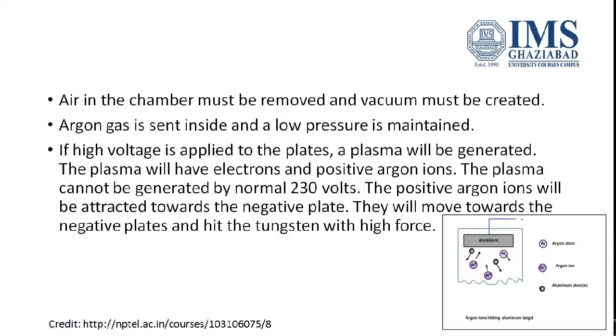Now the air in the chamber must be removed and a vacuum must be created. Argon gas is sent inside and a low pressure is maintained. If we apply a very high voltage to the plates, a plasma will be generated. The plasma will have electrons and positive argon ions. The plasma cannot be generated by a normal 230 volts, so the voltage has to be very high. These positively charged argon ions will move towards the negative plate, and they will hit the target with very high force.